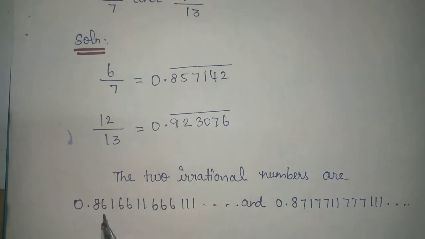So 0.86 166 11 666 111 etc., and 0.87 177 11 777 111 etc. It moves on.